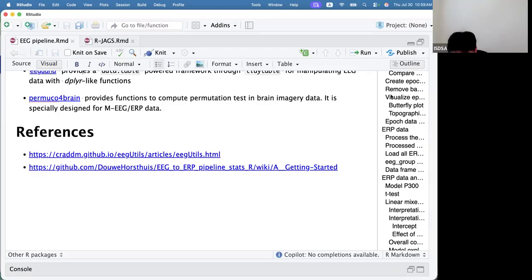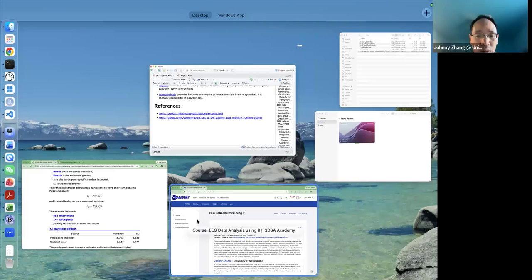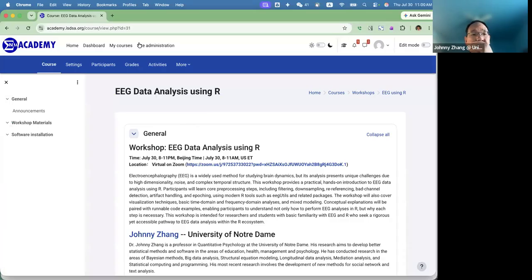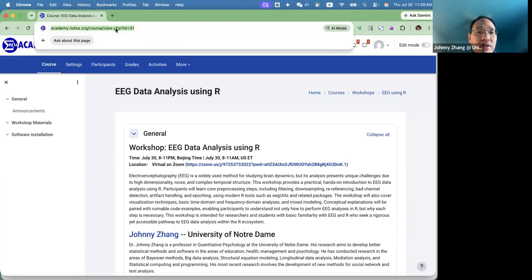Thank you so much for your presentation, Professor Zhang. There's a question in the chat about the materials of the workshop. They said they clicked the link provided in the email earlier, but they cannot find the data and code. So can you show them where they can find it, if possible?